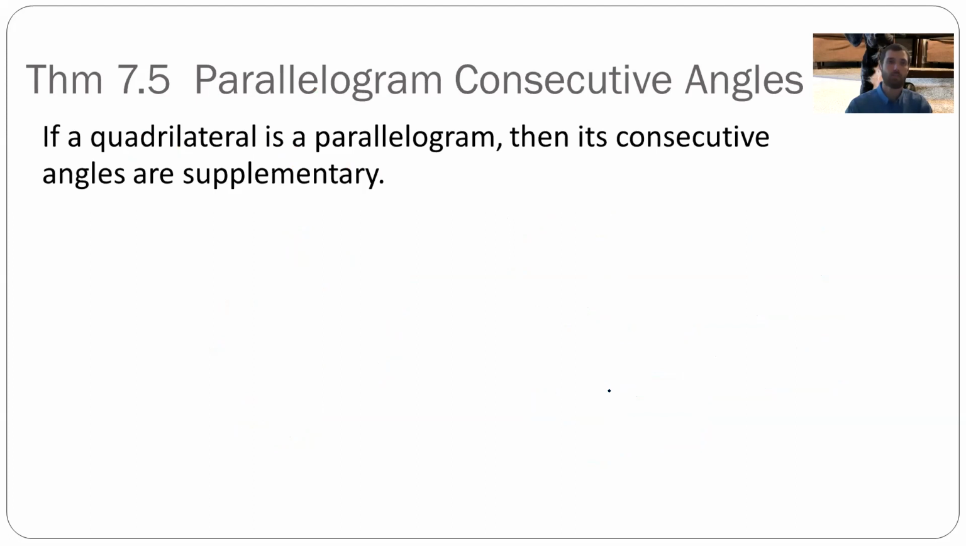This next one is theorem 7.5, parallelogram consecutive angles theorem. This says if a quadrilateral is a parallelogram, then its consecutive angles are supplementary. Okay, so here again, what we know is that this is a parallelogram, A, B, C, D.